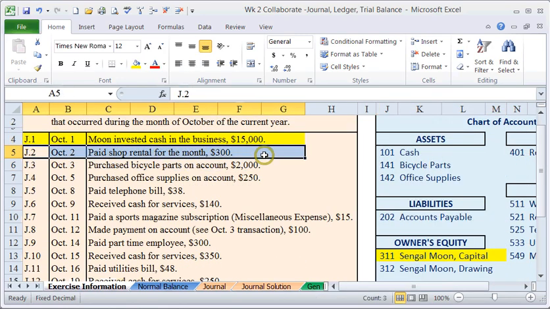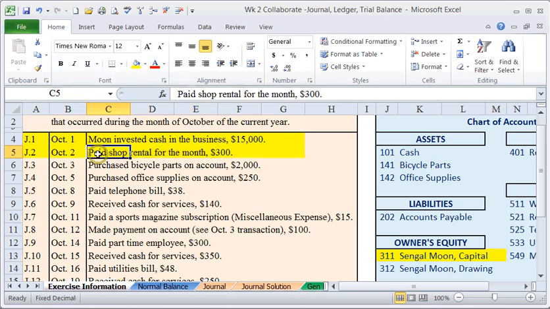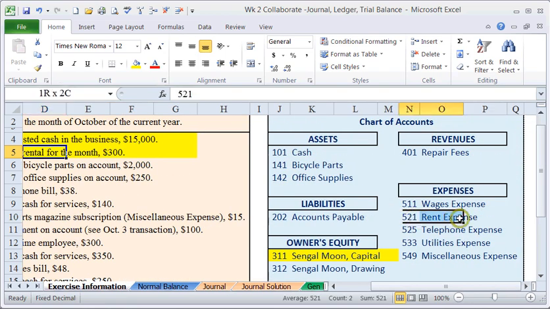On October 2nd, he paid the shop rental for the month for $300. Whenever something is paid, we know we're going to reduce the balance in cash. We'll look at the chart of accounts and see that he has an expense account called rent expense. So that's the account that we'll record along with cash.